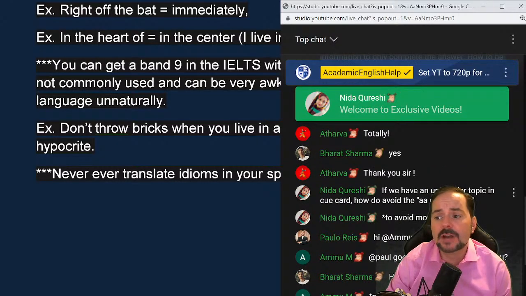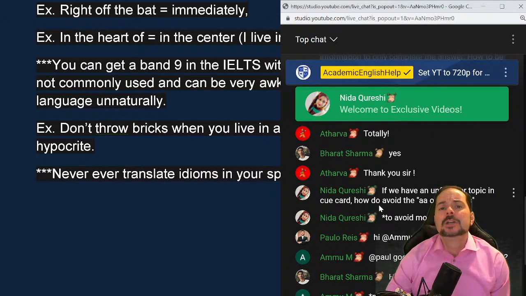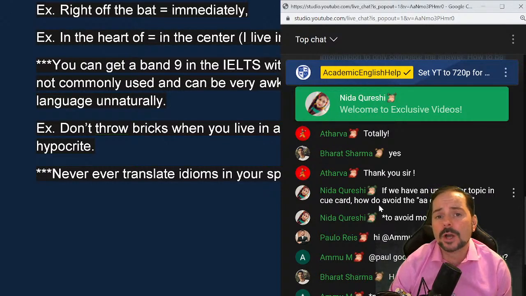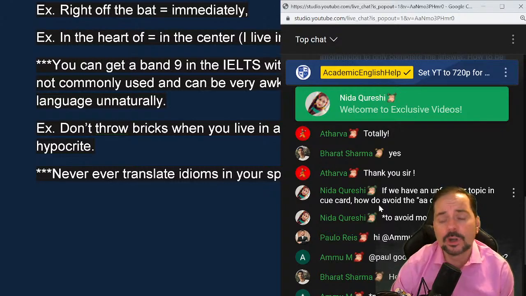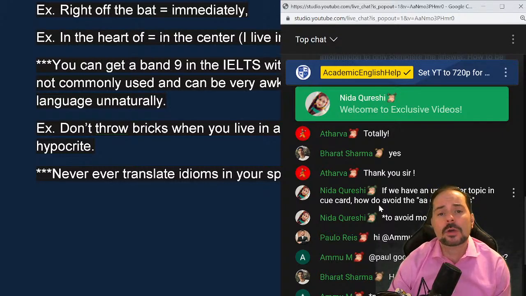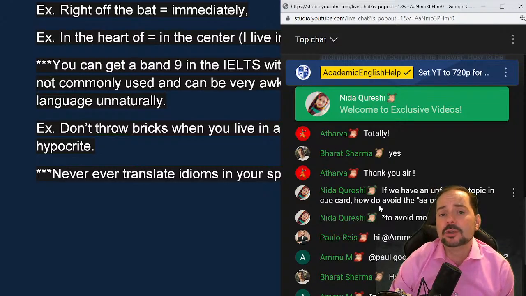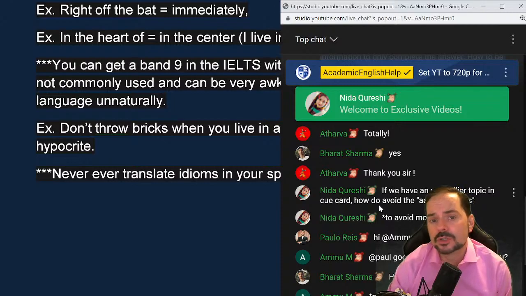Nita is saying, if we have an unfamiliar topic in the cue card, how do I avoid the um or the natural fillers? Nita, I think somebody else asked about natural fillers. So you have to have good planning. You have to have good foresight. You have to know what you want to say before you say it, Nita. So in part 2, it's really important that you take good notes in the 1 minute, and that you reflect on those notes. You use those notes. Look at the questions. Answer the questions on the card.